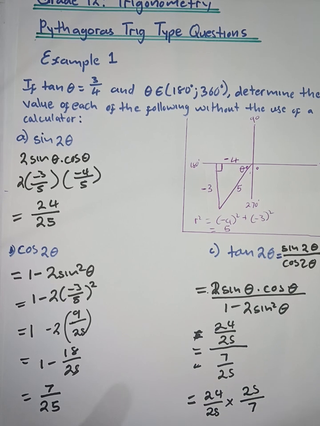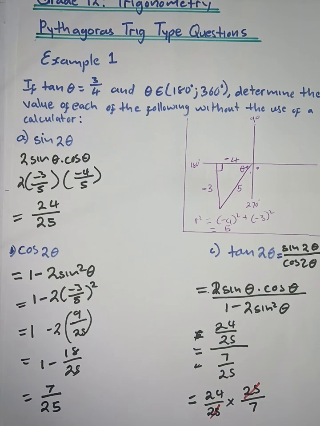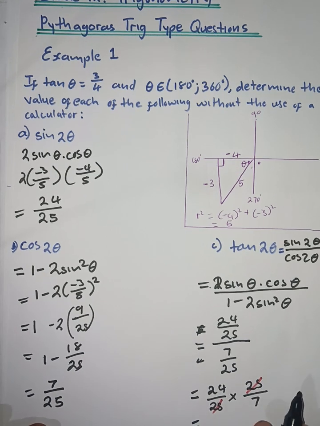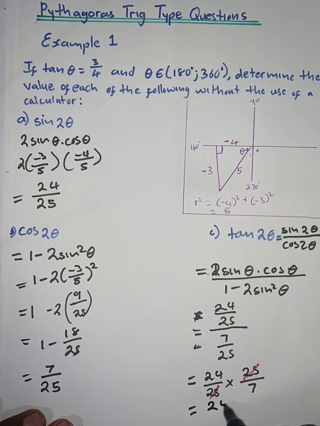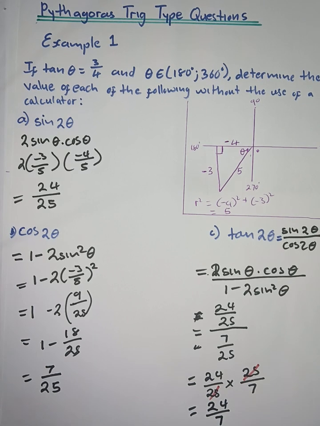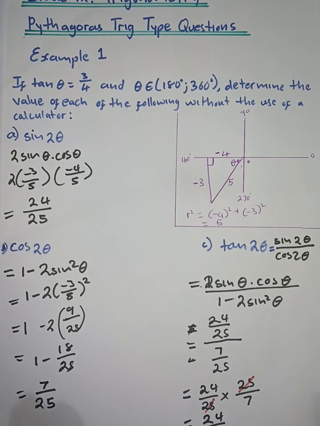So that would actually cancel. This would cancel with that, and you'll be left with 24 divided by 7. So that would be the final answer, the value that you're going to get for tan of 2 theta. So that's how we would answer that question.